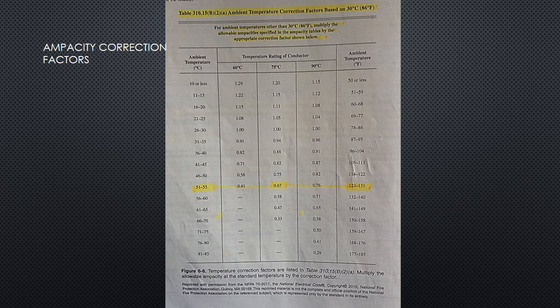Table 310.15(B)(2)(a) contains temperature correction factors. Figure 6-8 shown now on the screen. Ambient temperatures are listed on both sides of the factors. Celsius on the left and Fahrenheit on the right. The correction factor is multiplied by the allowable ampacity from the table to determine the allowable ampacity for a different ambient temperature.